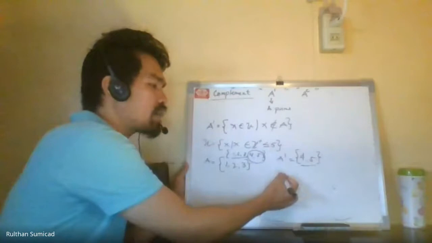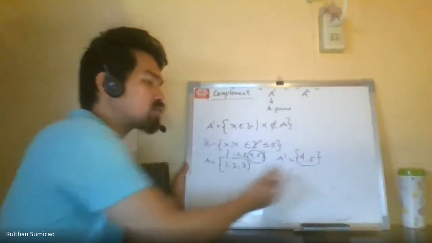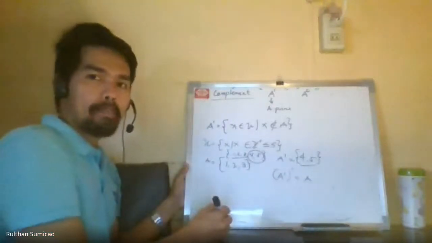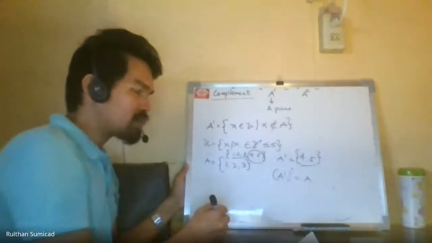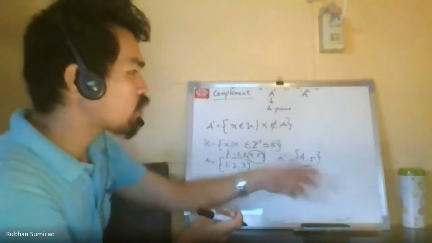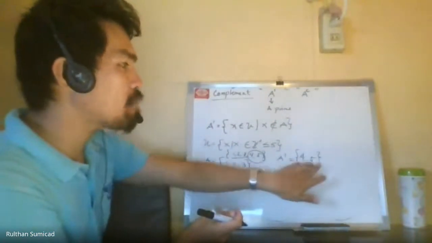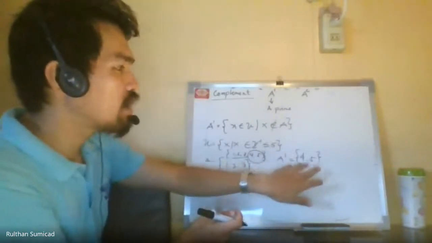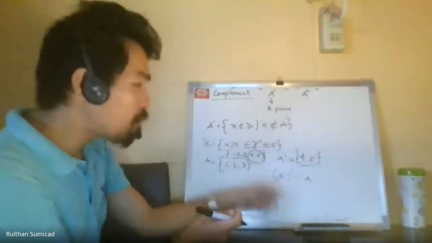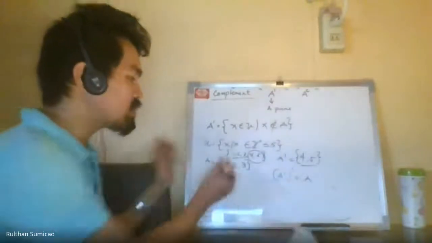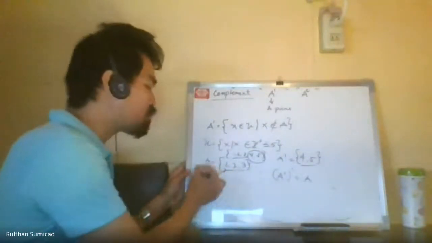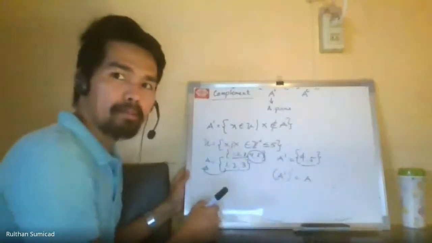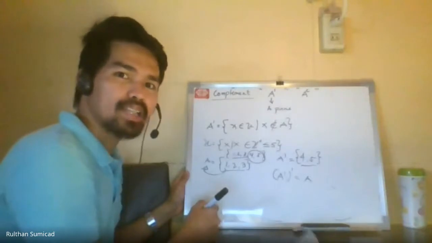You also have to understand that the complement of the complement of A is just A. How? Because, for example, A prime is 4 and 5. And then when you get the elements of the complement of A complement, it is this one, correct? So you will go back to the original set. That's why the complement of A complement is A. Am I making sense?